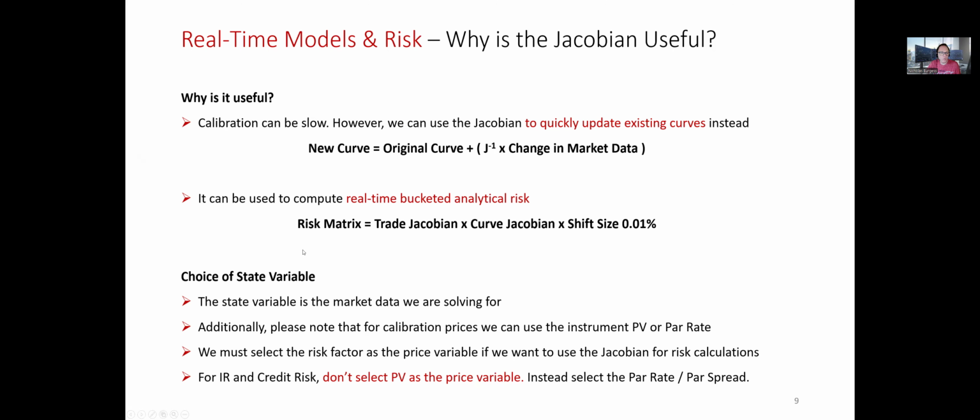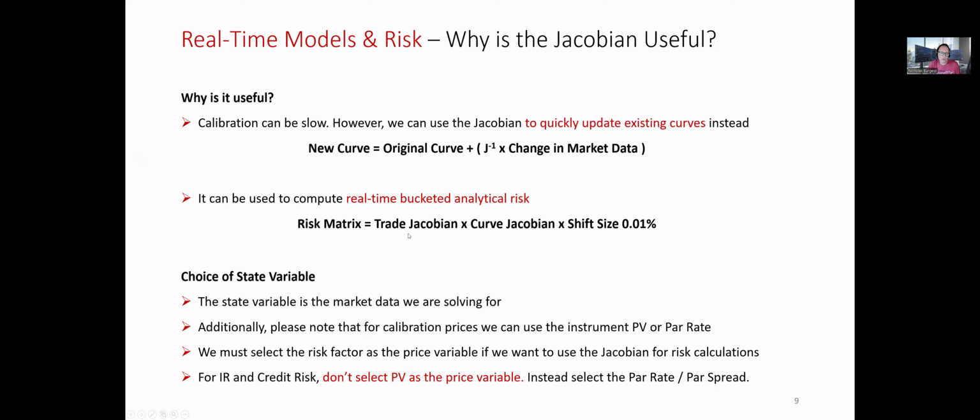Now, another thing we can do is use it to calculate real-time bucketed analytical risk. And so we can create this risk matrix by taking a trade Jacobian, multiplying it by a curve Jacobian, which is the one that we're talking about here, and then multiplying it by a shift size of 1 basis point. Now that's the standard shift size for risk calculations, but if you want to run a risk scenario, you can change those shift sizes to be something else.